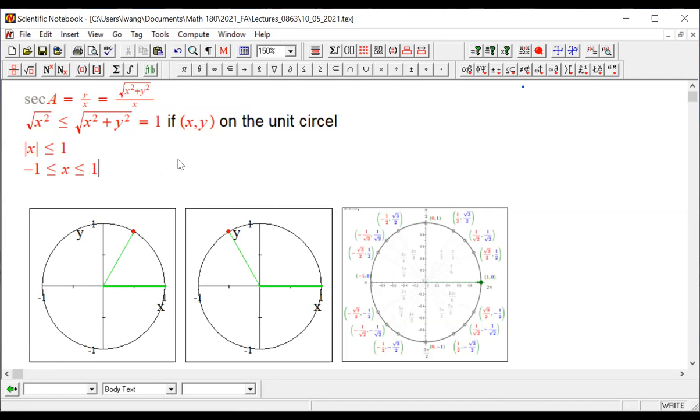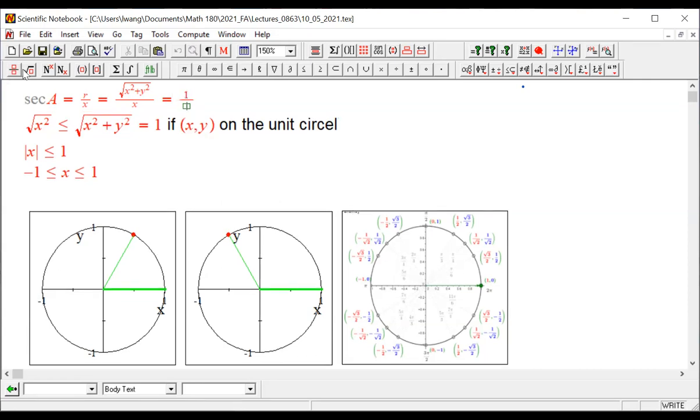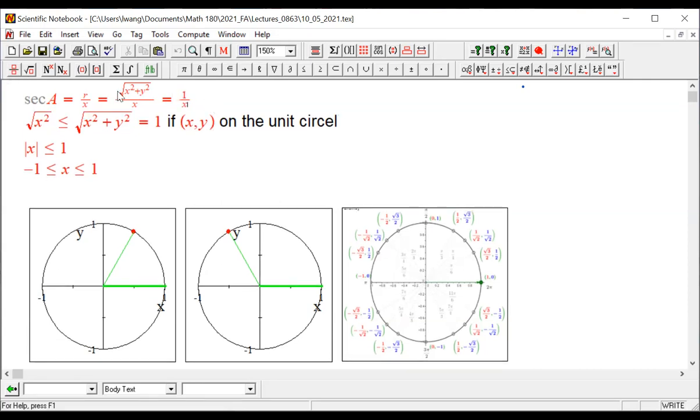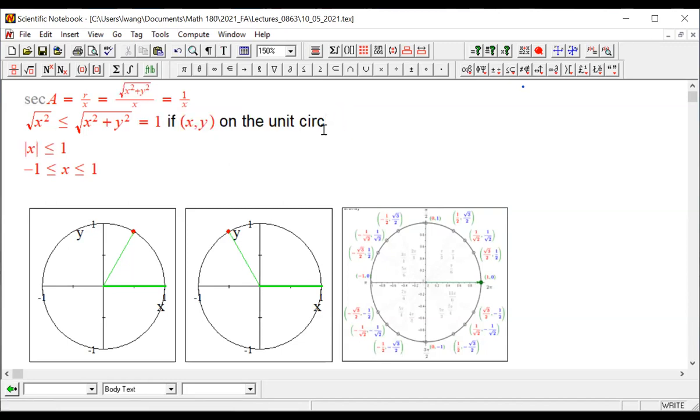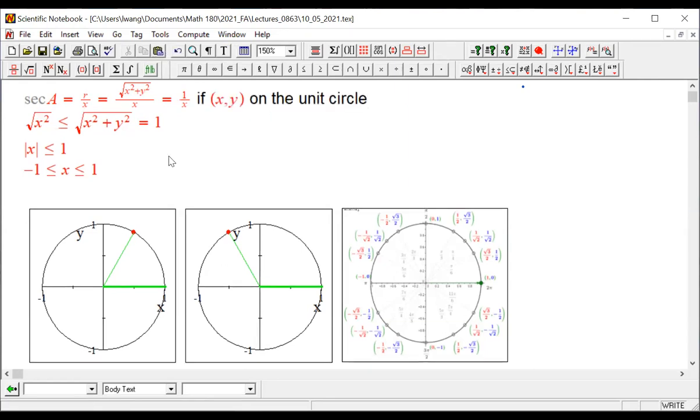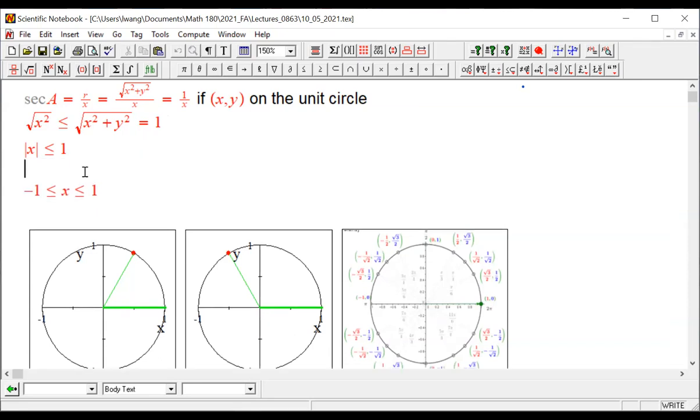If x is between -1 and 1, because we have it on the unit circle, this is just 1 over x, right? Because that's on the unit circle. So let me put it over here. We have this form: x is between -1 and 1.